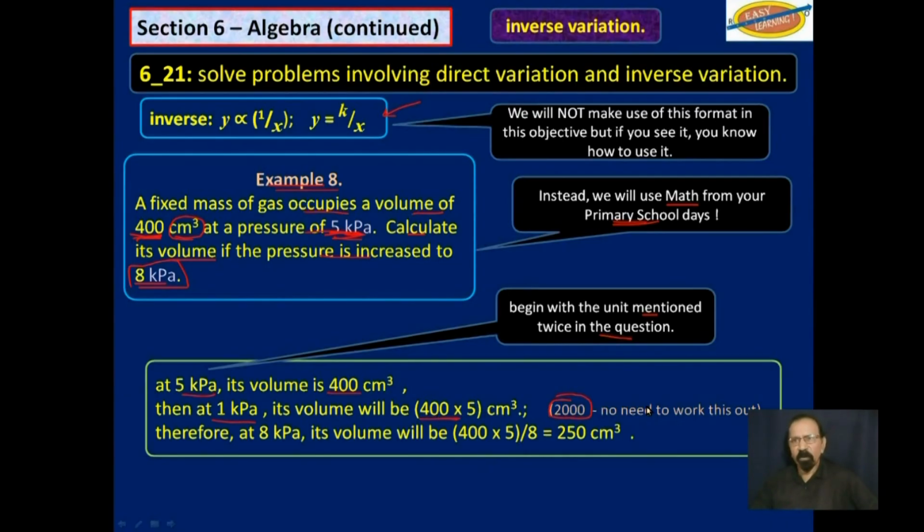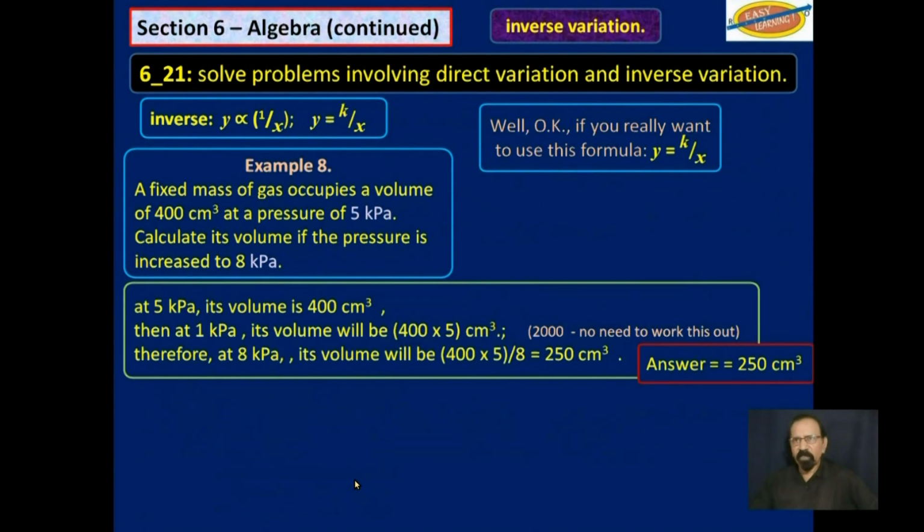And in a little while, we will find out that that 2,000 is really K, if you use this formula. Therefore, at 8 kilopascal, its volume will be that 2,000 divided by 8, which gives us 250 cubic centimeters. So you increase the pressure, the volume decreases. Inverse variation. So we get 250 cubic centimeters.